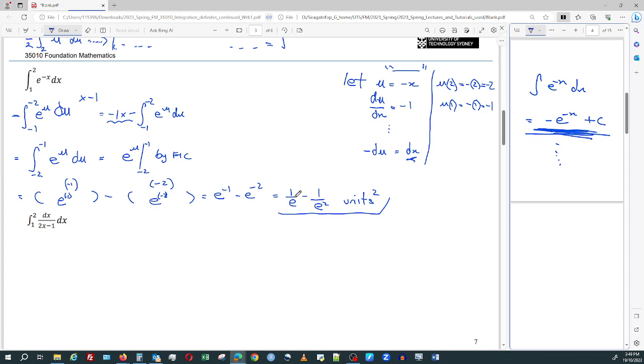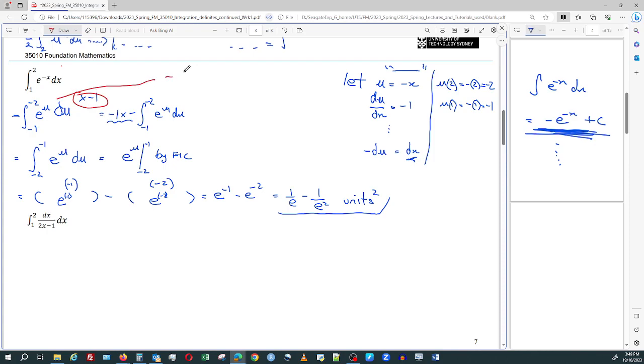Okay, what's lost? Who cares? Now, if I didn't do the reversing here, if I just didn't bother with the reversing, what would have happened? Well, if I'd had this as minus 2 to minus 1 of e to the u, go ahead and do your integration. We would get minus e to the u from minus 2 to minus 1 by FTC. Doesn't matter. Doesn't change anything.